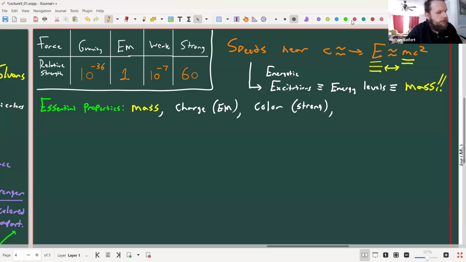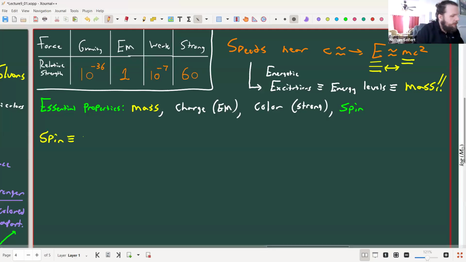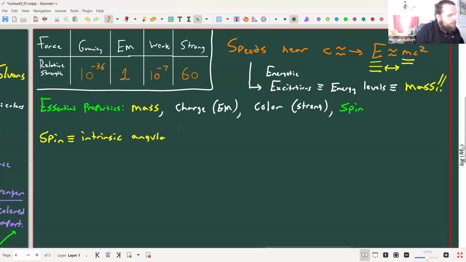And then the other thing that's important is what's called the spin. We'll talk a lot about spin in this class. We have to talk about it when we talk about the atom. The atom is built on spin. But I'll introduce an interesting concept about spin, just a 2-minute introduction. It's an intrinsic angular momentum for an object.